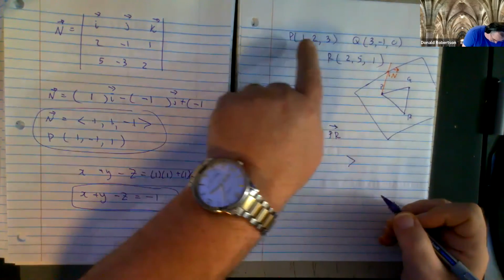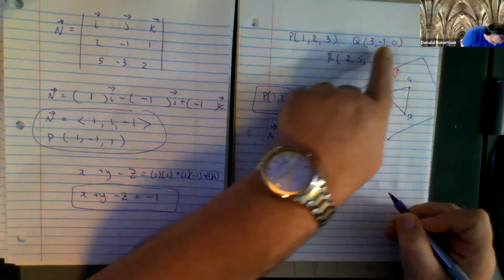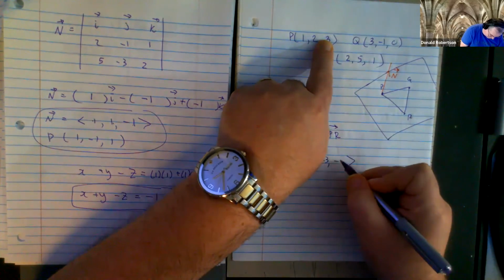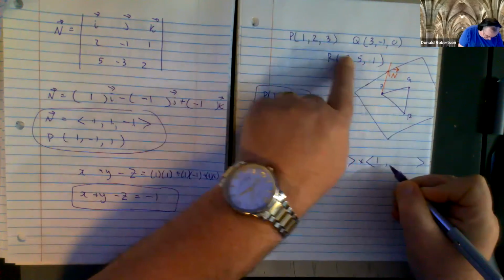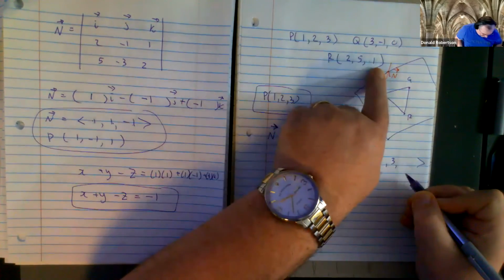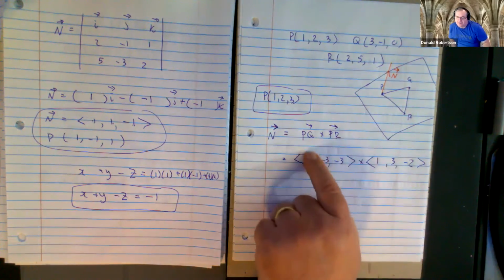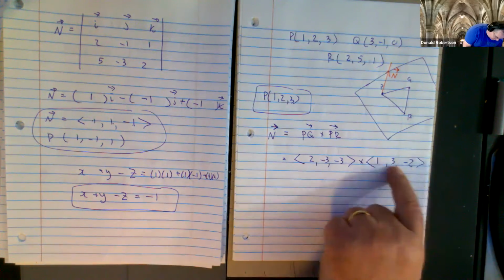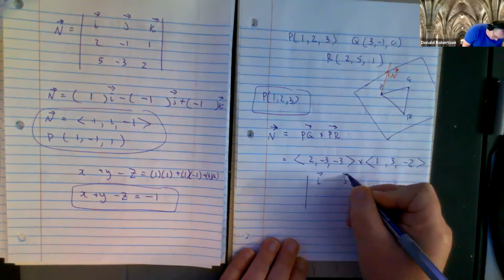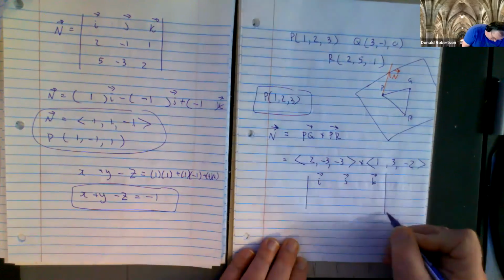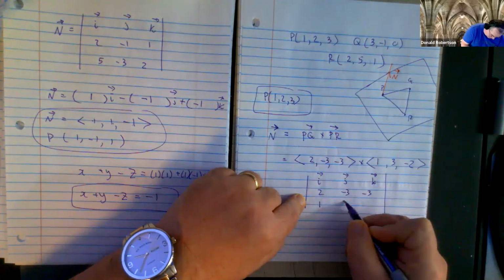Second take away first, 2. Second take away the first, -3. Second take away the first, -3. Cross product. Hopefully I got that right. Okay, so this is PQ and this is PR. So I should be able to set this up. This guy is 2, -3, -3. This fella is 1, 3, -2.